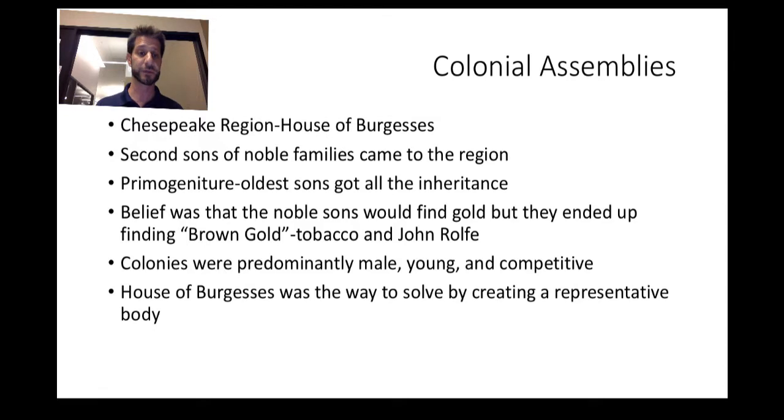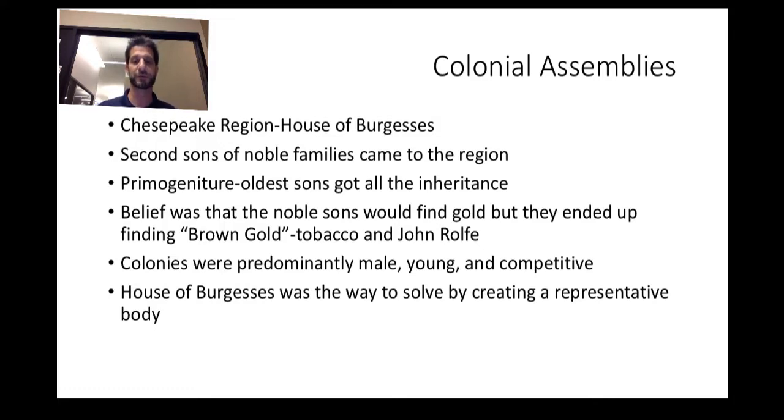They were young and they were competitive because it's all these second sons who are coming over to get this inheritance. So how do you deal with all these young males who are very competitive and basically all think of themselves as entitled because they're of a noble class? Well, they formed the House of Burgesses, which was a way to solve the problem by creating representation for everybody.